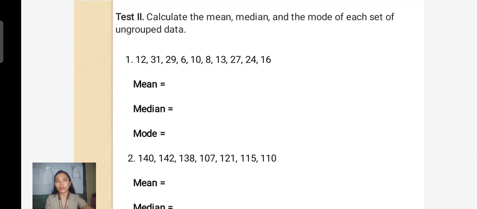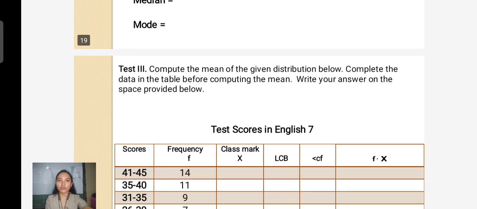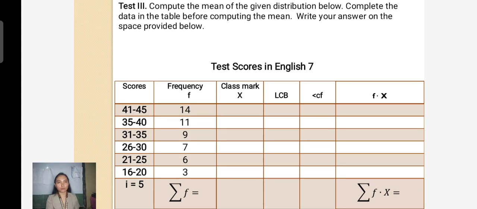Test 2, you're going to calculate the mean, median, and the mode of each set of ungrouped data. Just write your answer beside mean, median, and mode. So, 2 items po na siya. 2 numbers. Test 3, given a frequency distribution table, complete the data in the table before computing the mean.